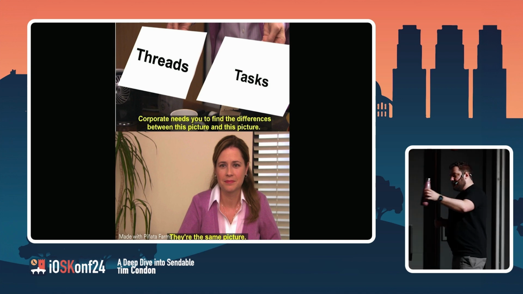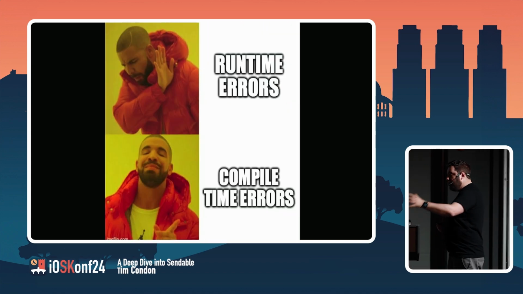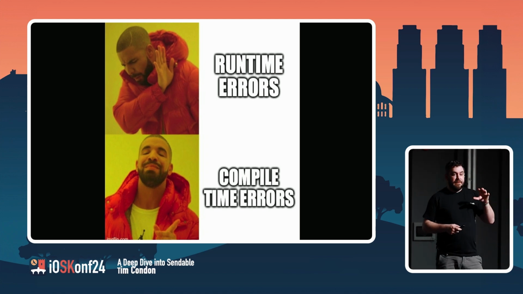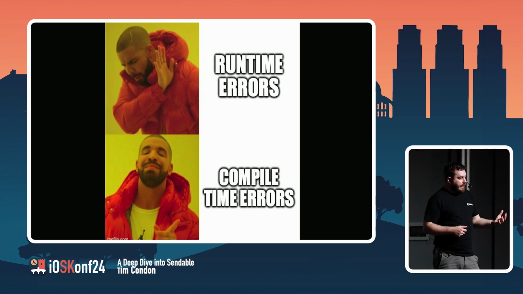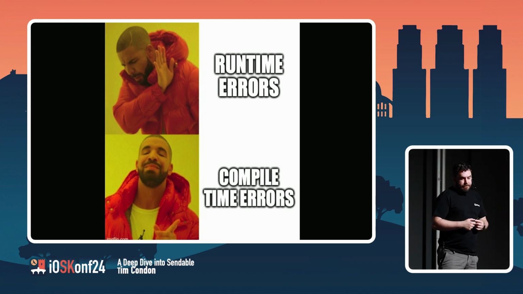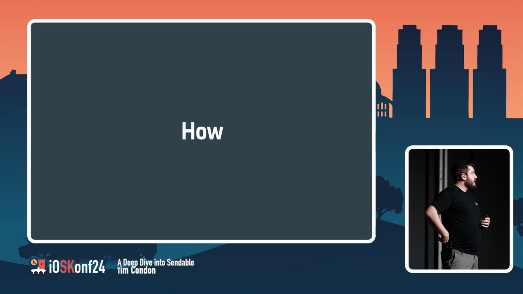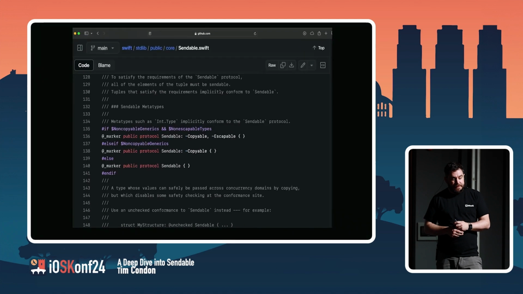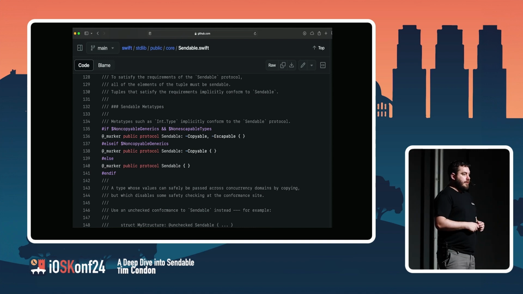And it goes back to this ethos of shifting left, of moving all the runtime errors to compile time errors. So the compiler will now tell you when you have data races in your code, so that you can't ship them to your users, instead of getting them at runtime when it crashes. So how does this work? Well, if you actually go and look at the Swift source code, you can see that Sendable is just a protocol. It's a very special protocol that has a lot of special things in the compiler, but it is just a protocol that you can adopt in your types. And you just annotate your types with it.